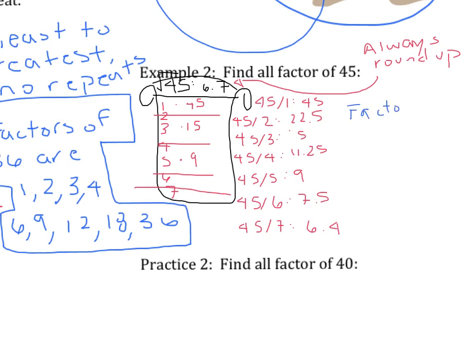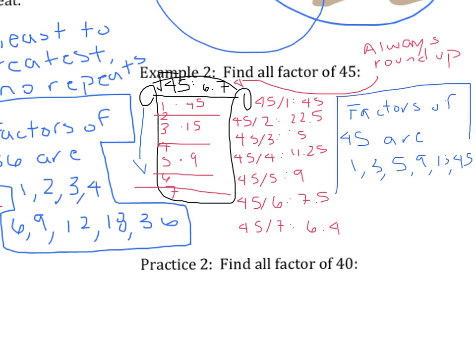The factors of 45 are 1, 3, 5. Notice on this left side, I skipped all the numbers I had crossed out. 1, 3, 5, 9, 15, and 45. Those are the factors of 45.